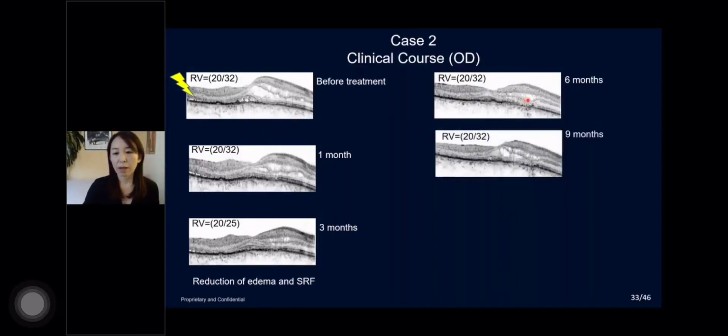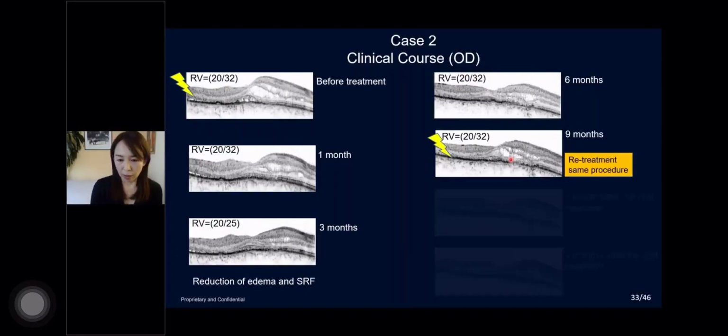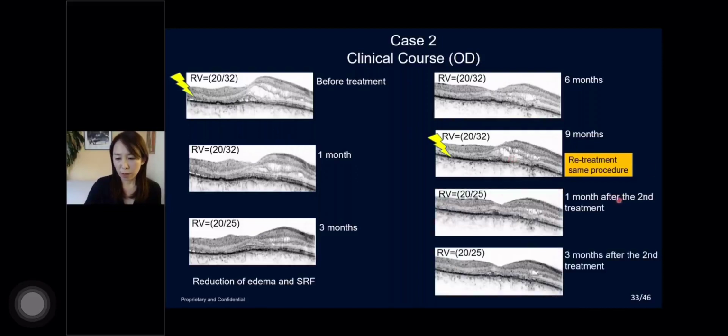But after 9 months, unfortunately, edema appeared in the middle. This is why I decided to do treatment immediately. Retreatment with the same strategy, the same procedure as the first time. One month after treatment, again the edema is gone, and after 3 months the edema is much smaller, and visual acuity also became better and is now stable. So now is this point.